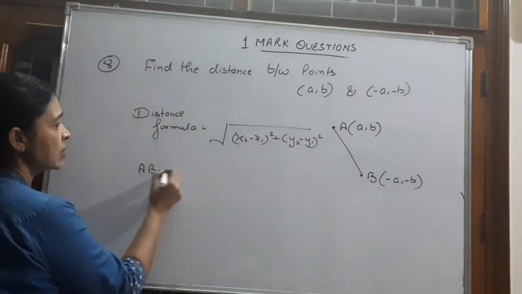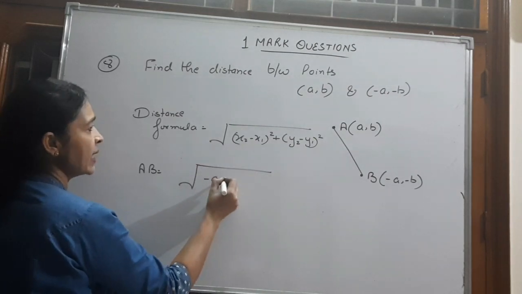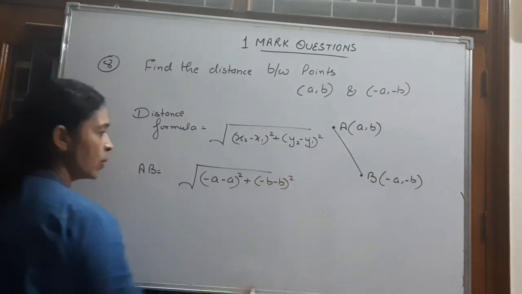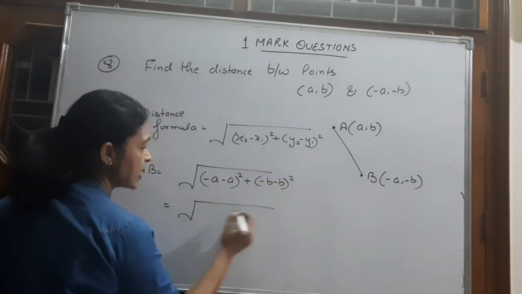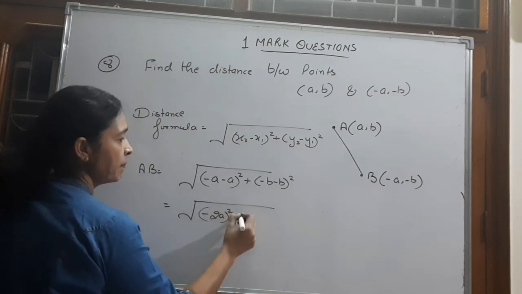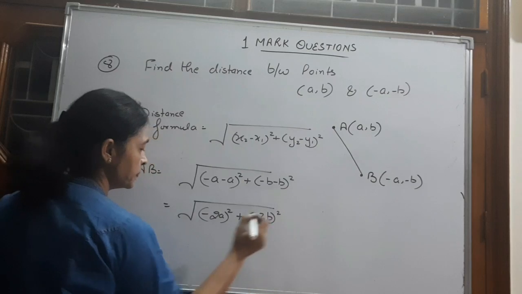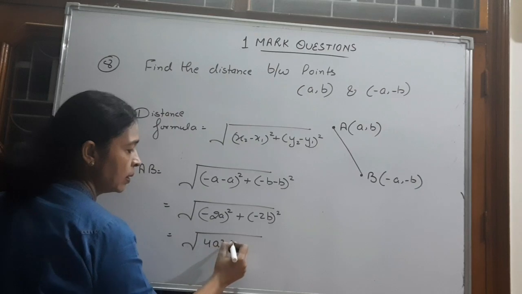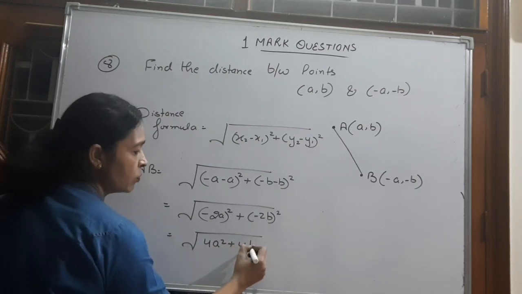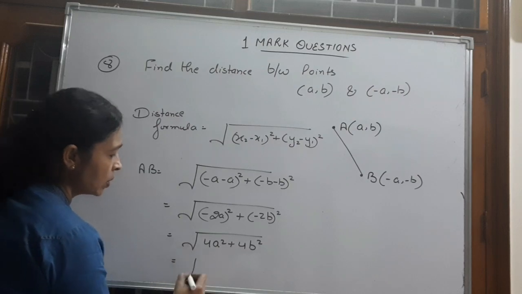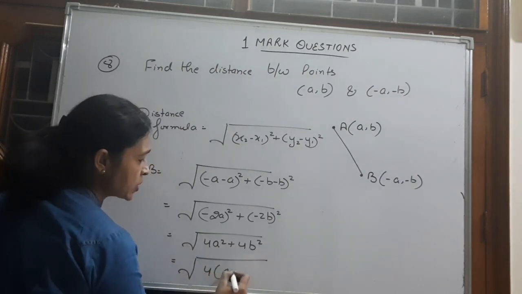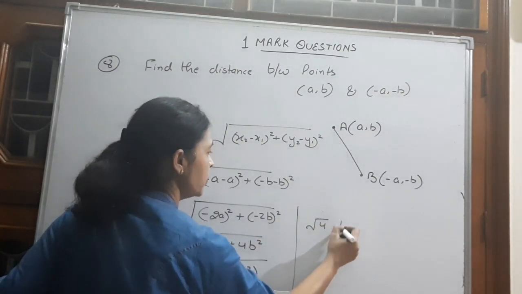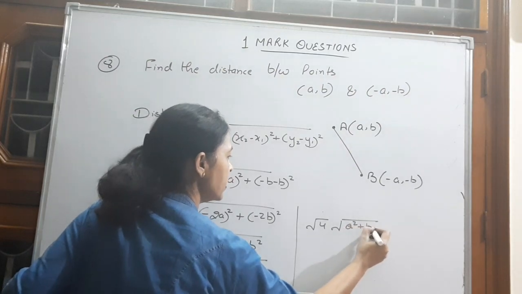Now what is distance AB? What is x2? Minus a, whole square, plus minus b, whole square. Minus a and minus a, minus 2a whole square, plus minus 2b whole square. What do we get? Minus 2a into minus 2a, 4a square, plus minus 2b into minus 2b, 4b square. 4 is common, a square plus b square. We can write it as root 4 into root of a square plus b square.